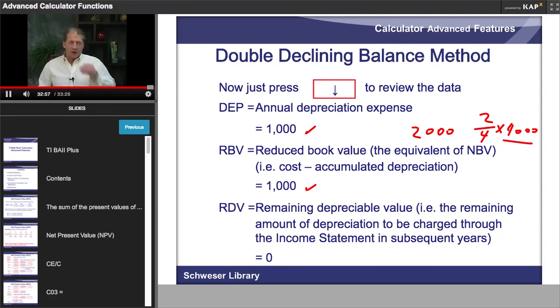Well, that's a lot of the functions between the video volume on the basic functions and this one on the advanced functions or uses of the TI calculator. So hopefully this will give you all the tools you need to make this your new best friend for doing problems in finance, corporate finance, debt securities, IRR, NPV, and all of that.